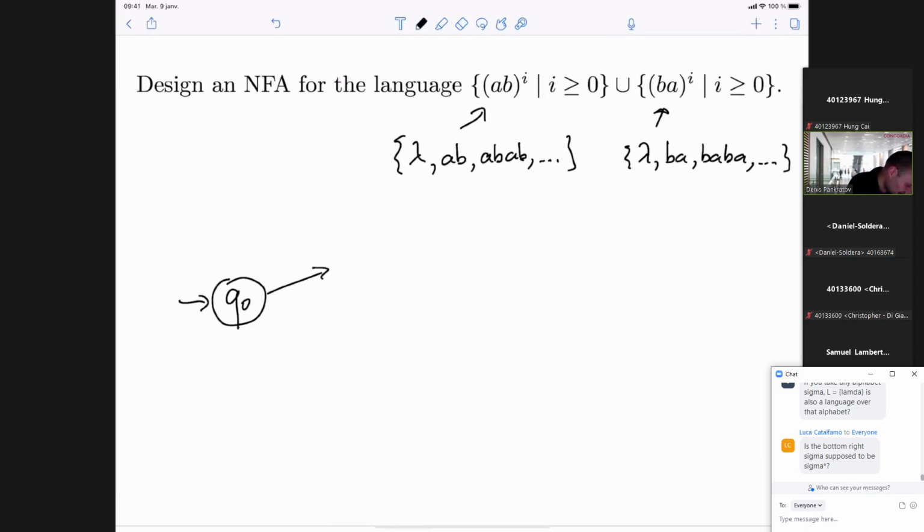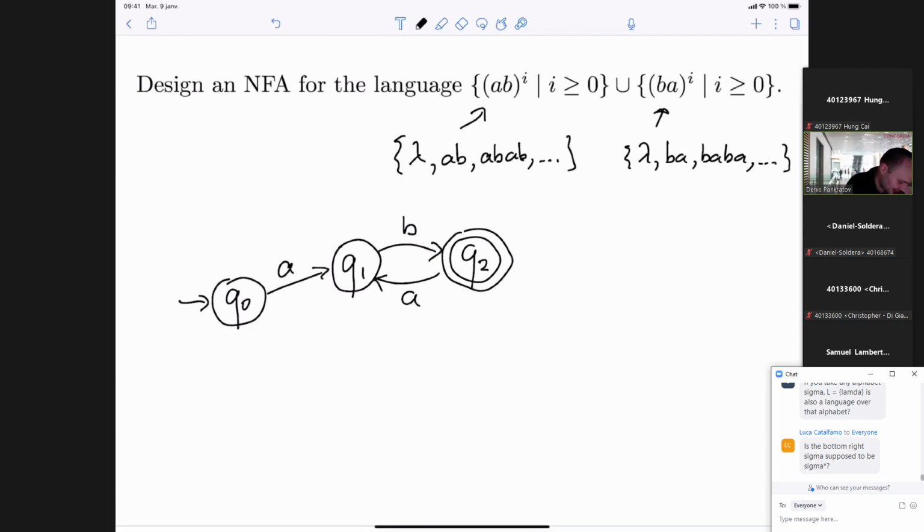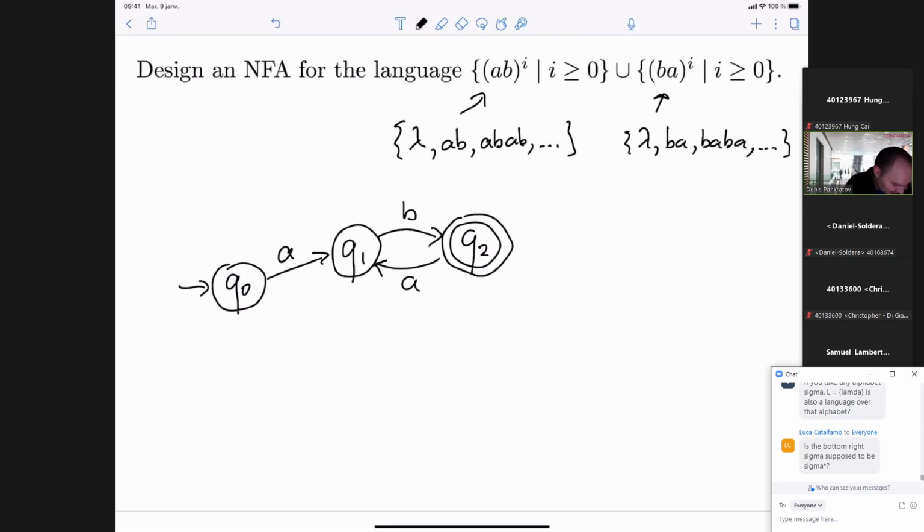And if we see an A, we transition to Q1. And this indicates that we should be seeing this pattern AB repeated. So if we see AB, we go to Q2 and we accept. If we see an A, then we go back to Q1. So the only way to accept if you take the A branch is to do some number of these AB sequences. That's how you can get to Q2 and stay in Q2.